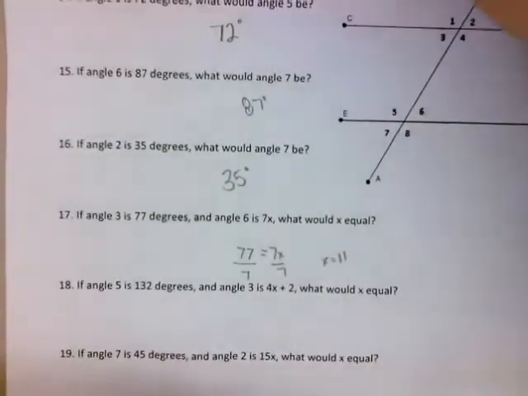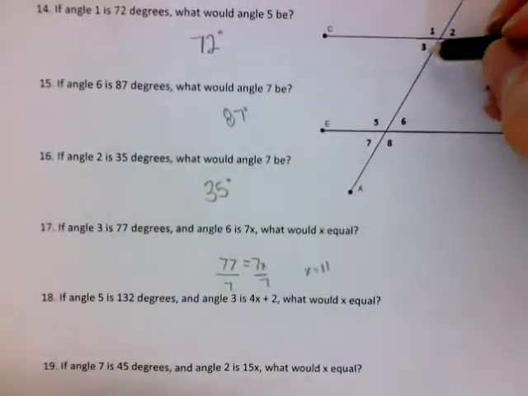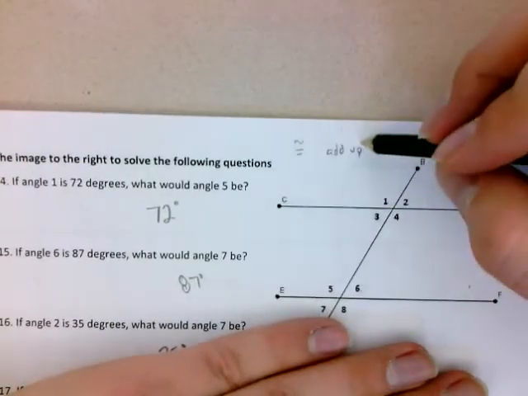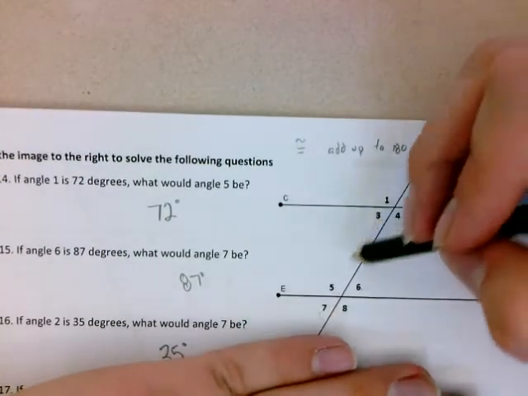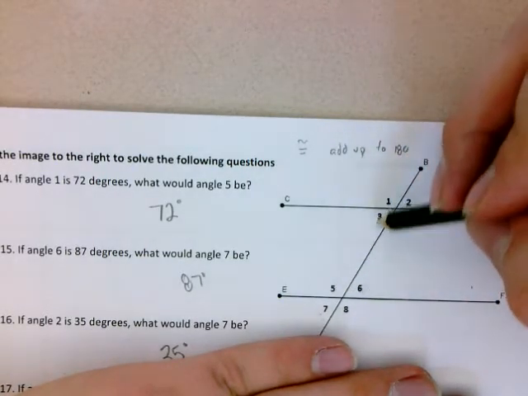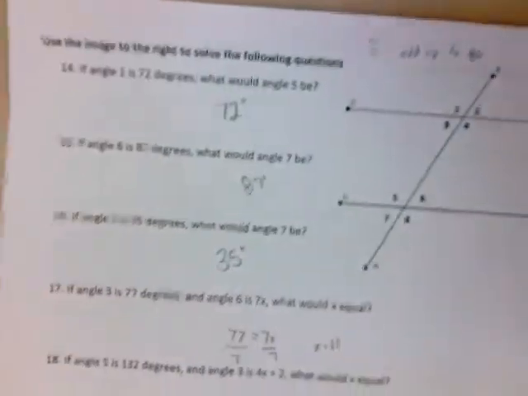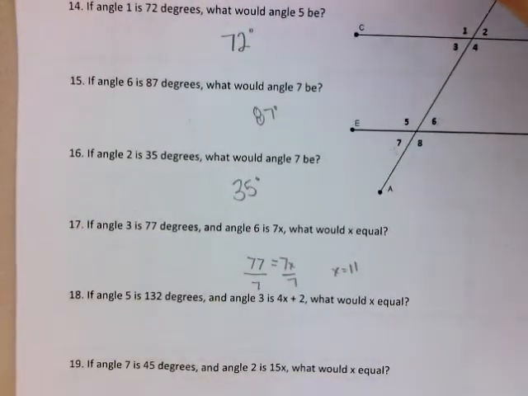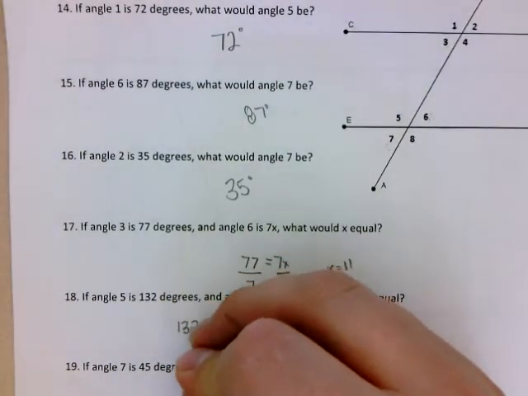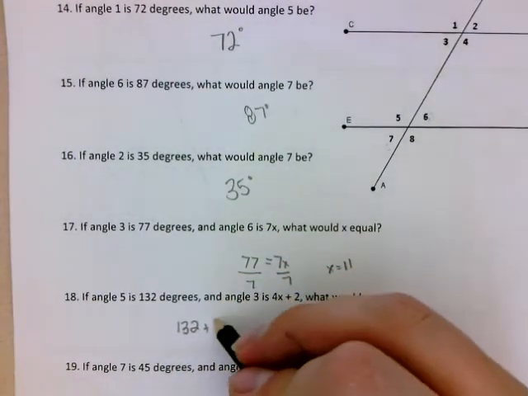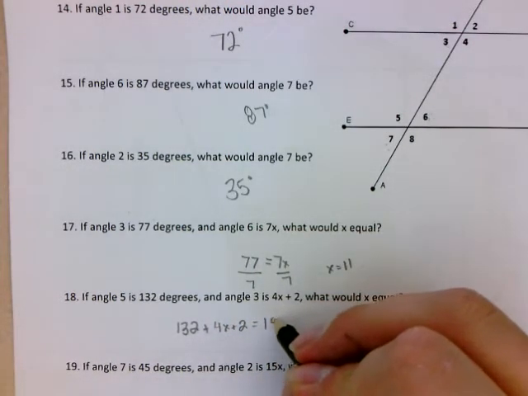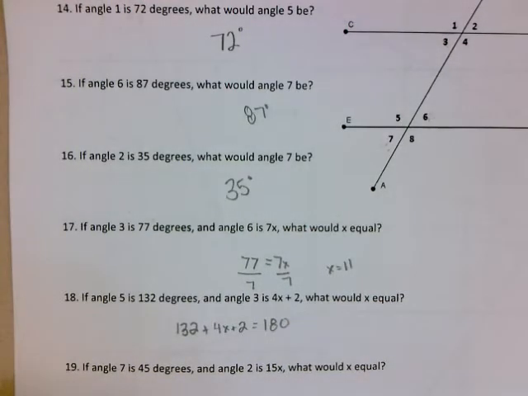The next one's a little bit tougher. We got 5 and 3. 5 and 3 are same side interior. Now, you remember I said they're either going to be congruent or add up to 180? 3 and 5 are supplementary, meaning they add up to 180. So this is how we're going to change this up a little bit. We know that angle 5 is 132. Whatever this angle is, if we add it to 132, they should both add up to 180 degrees. So we can set up our equation like that.